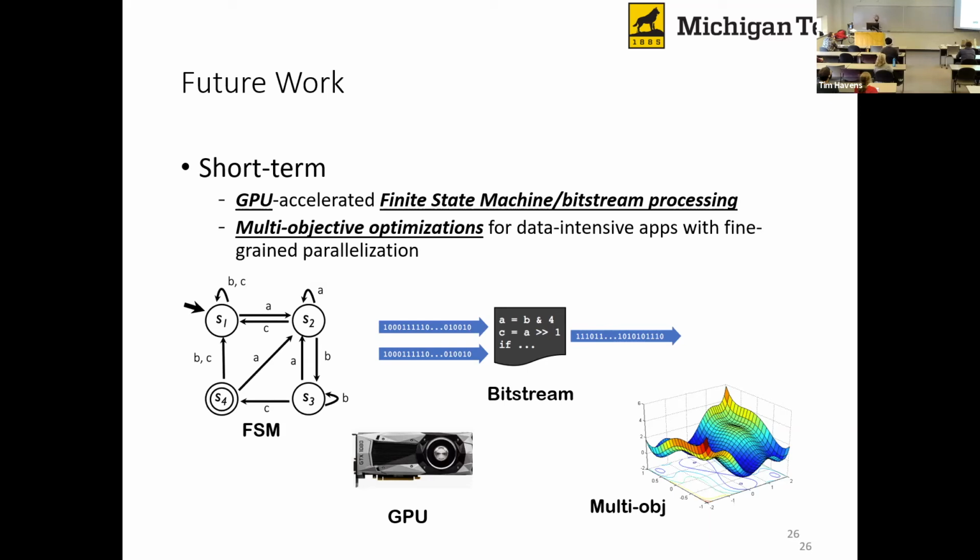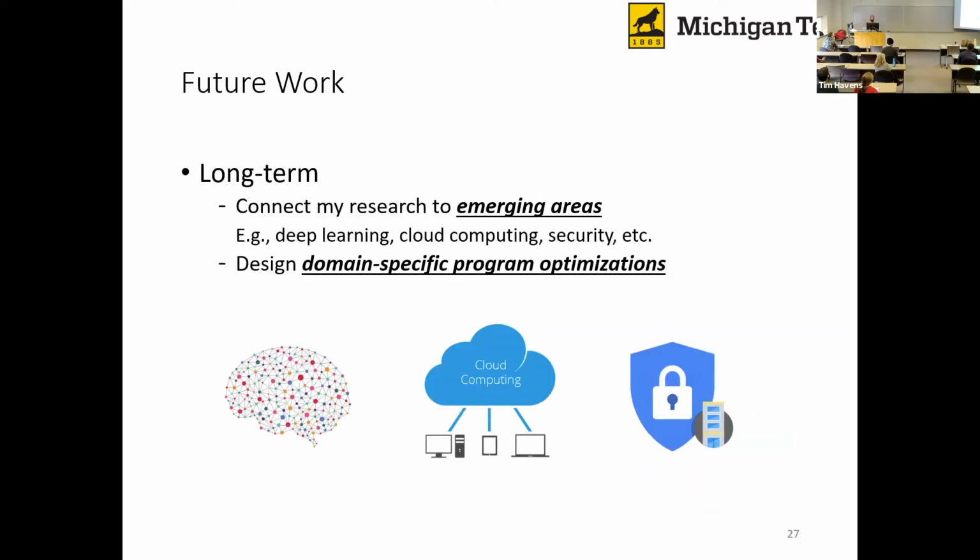The second idea is I would like to develop multi-objective optimizations, because we know that in real-world data processing environments, developers have to consider multiple objectives, for example, energy, latency, throughput, and even accuracy. And I think it would be great if we can develop a framework which can automatically optimize the applications based on the given objectives.